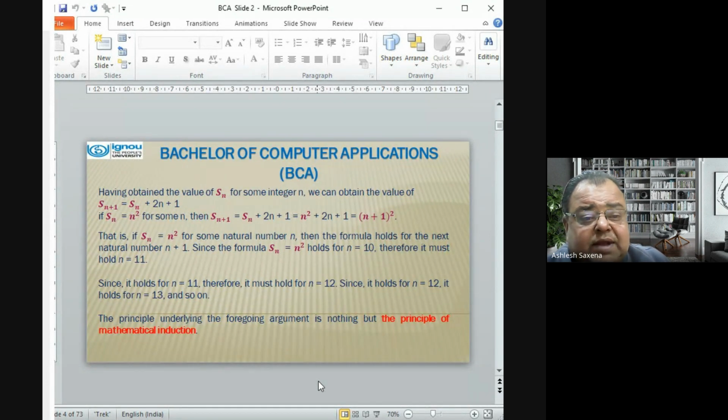That means Sn is equal to n squared holds for n is equal to 10. Therefore, it must hold for the next number, that is the 11th number. Since it holds for n is equal to 11, therefore it must also hold for n is equal to 12, until the last number. The principle underlying the foregoing argument is nothing but the principle of mathematical induction.